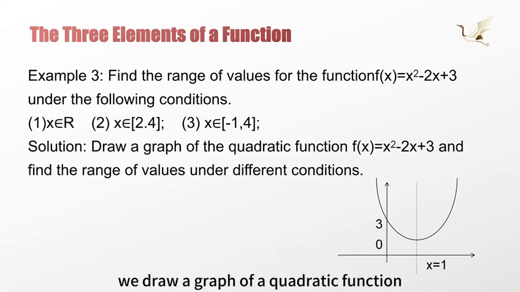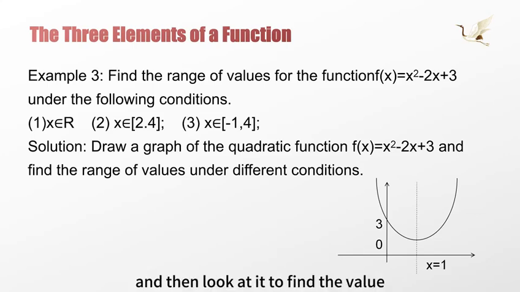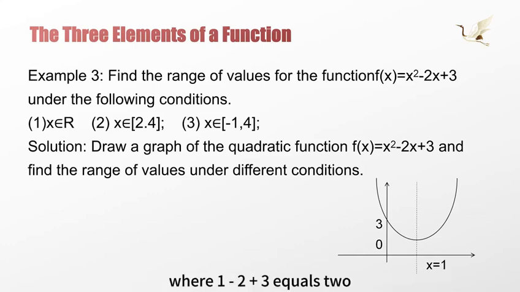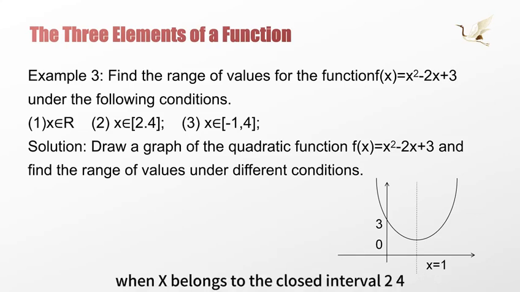We draw a graph of a quadratic function and then look at it to find the value range of the function under different domain conditions. If x belongs to R, the quadratic function takes its minimum value at the symmetry axis. We only need to substitute 1 into the analytical formula of the quadratic function, where 1 minus 2 plus 3 equals 2. There is no maximum value.